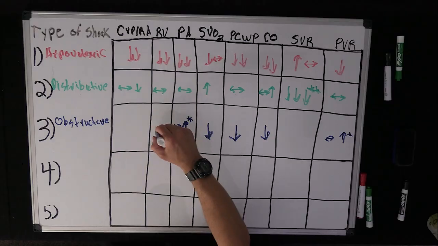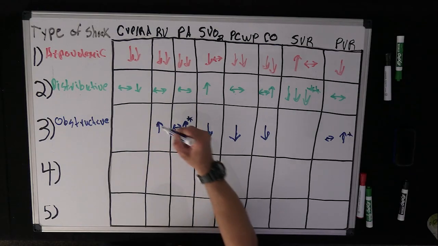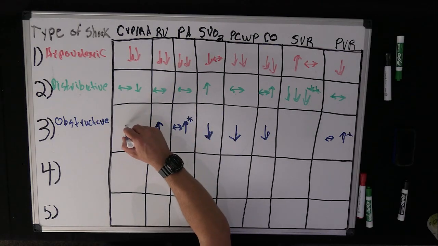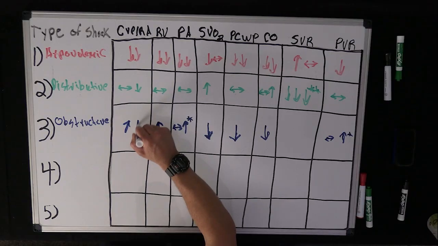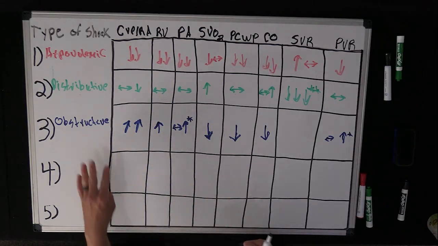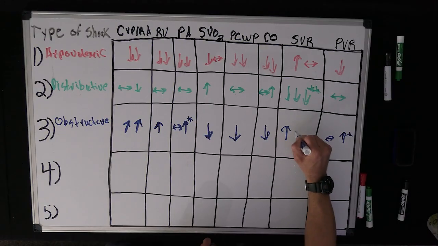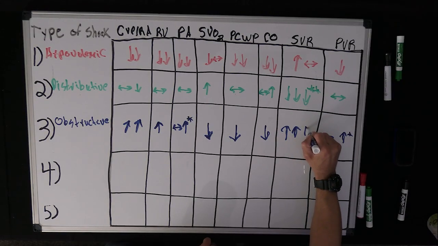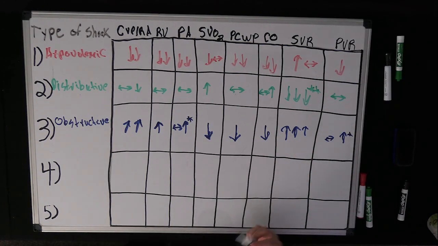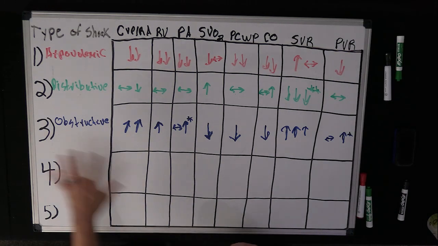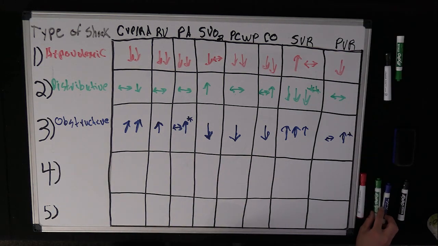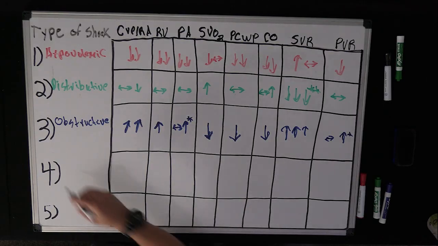Then your RV pressure, however, will be high in any of these obstructive shocks, and your CVP and RA pressure should be high as well. And this is kind of the distinguishing profile. And then your SVR should also be high because your body is trying to compensate from this low cardiac output to maintain perfusion pressure by maintaining its MAP. And so this is the hemodynamic profile of our obstructive shock patients.